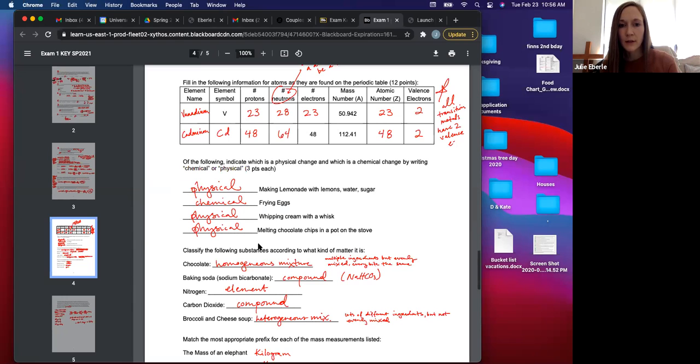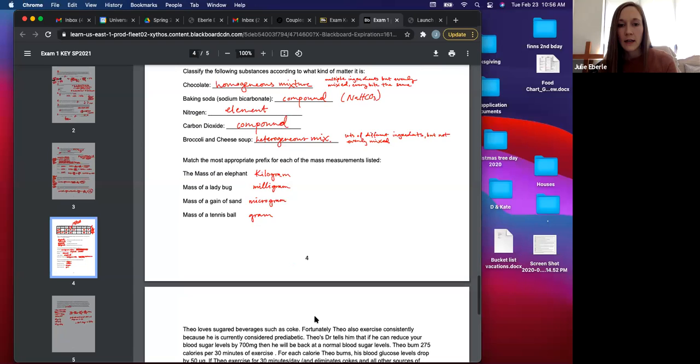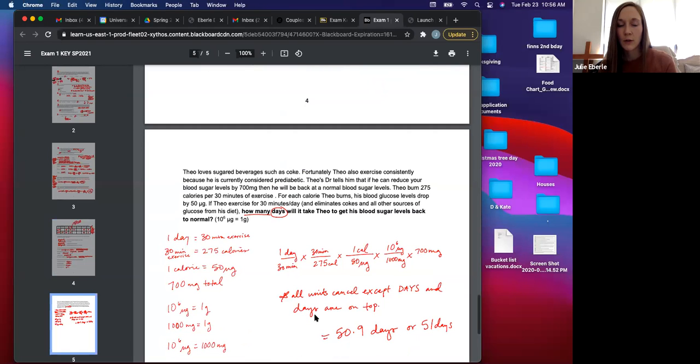The rest of this, about the physical and chemical changes, was pretty solid. Most people did pretty well on it. And then I wanted to show you this last problem. If you have a question about how to work out the word problem, I worked that out down here.